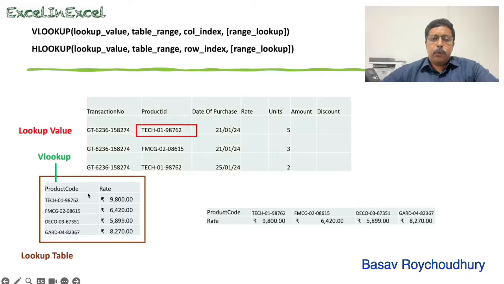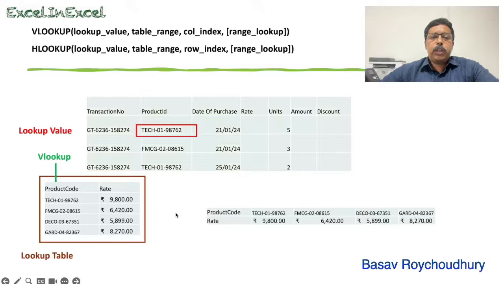In a Vlookup, what's required is that the lookup will be done always in the first column. That means if the rate and product code were interchanged, that means the first column was the rate and the next column was the product code, then I would not be able to use Vlookup directly to figure this out. Therefore, I have a lookup value, and I have a lookup table. On the formula, as you can see, I have a lookup value, and this table range is the lookup table.